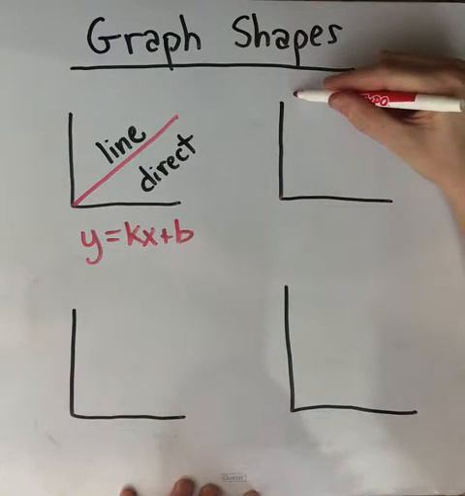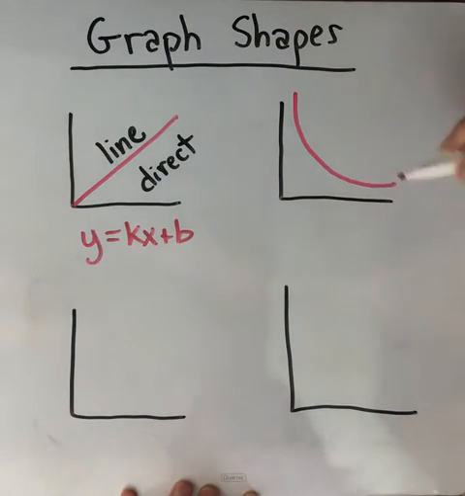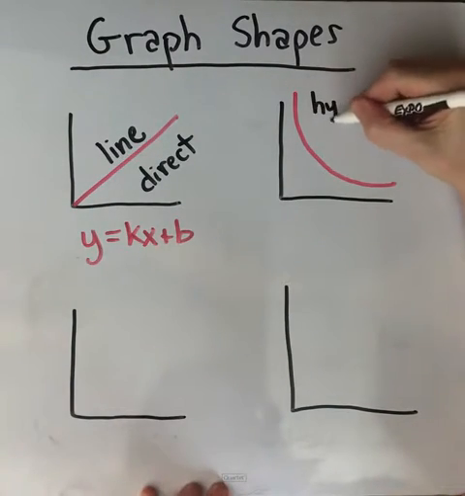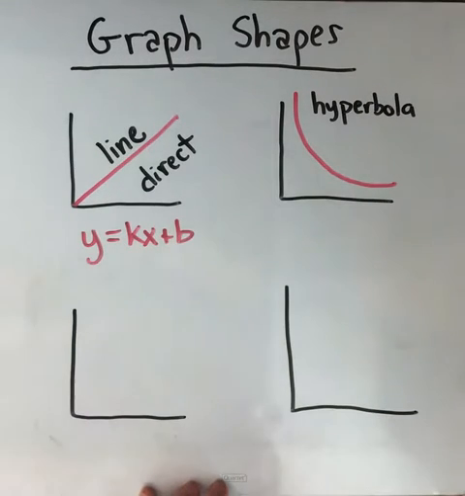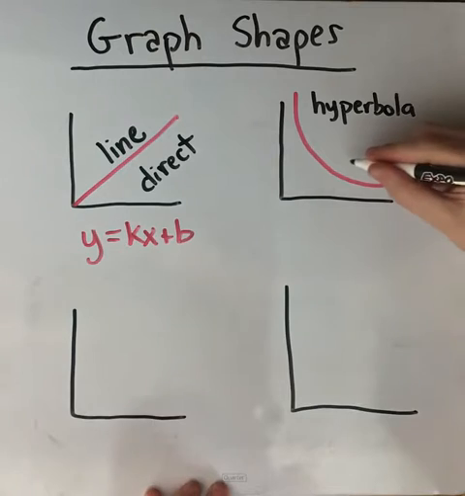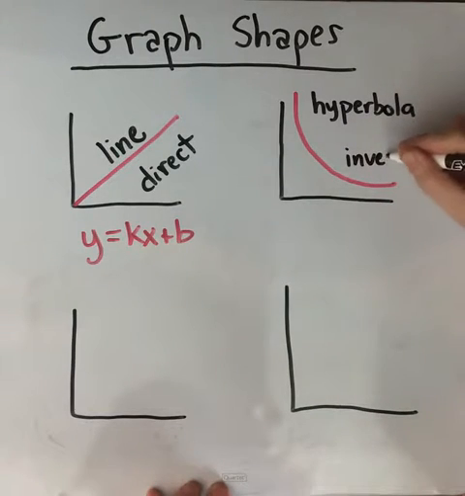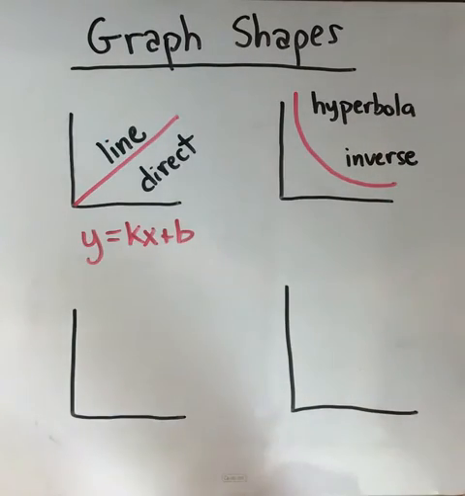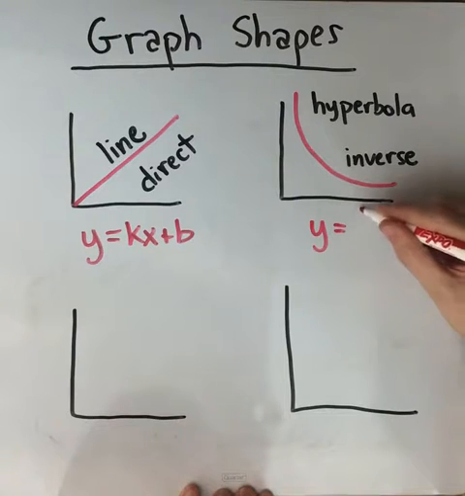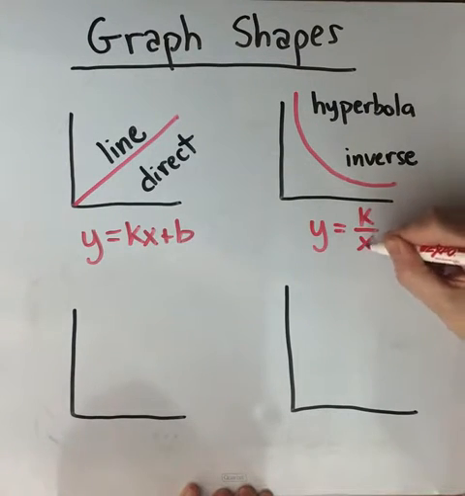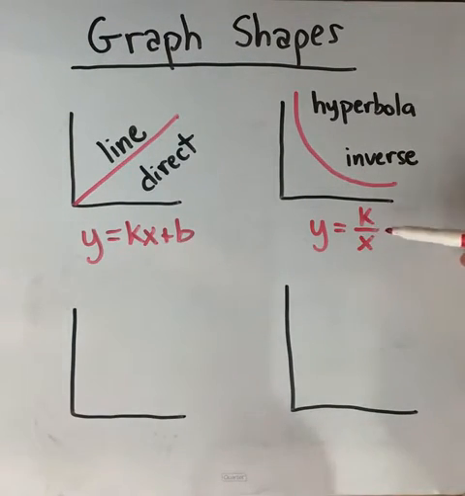The second shape is a downhill curve. This shape is called a hyperbola. And a hyperbola is related to what we call an inverse relationship. The equation for a hyperbola is y equals k divided by x. So it uses division instead of multiplication.